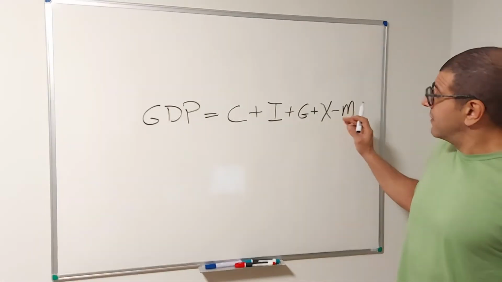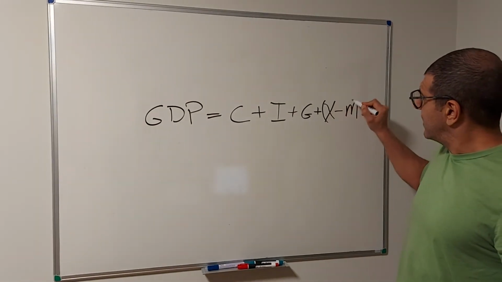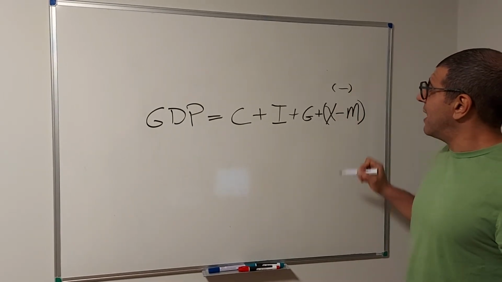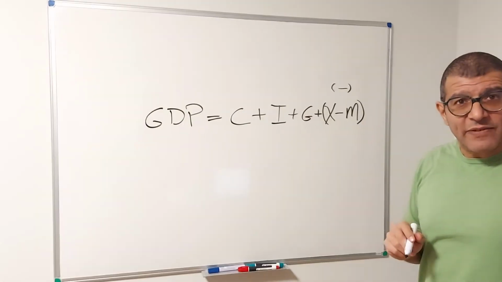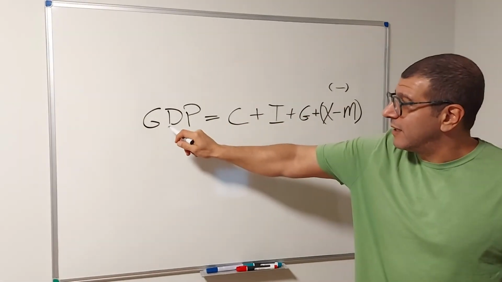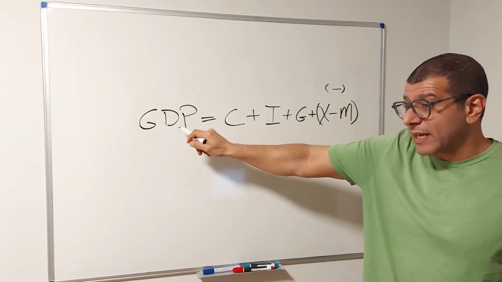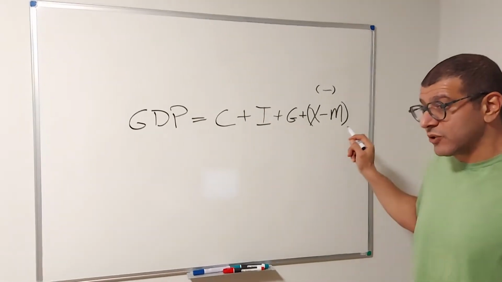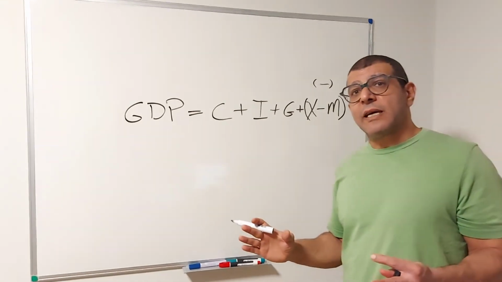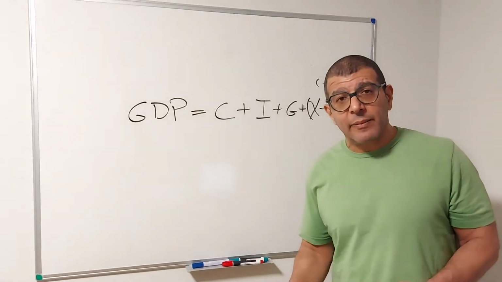In the case of the United States, the sum of these two is actually negative. That means you have a trade deficit. A trade deficit is bad for the GDP, right? Because the bigger it is, the GDP will go down or will not increase as much as a result of a trade deficit.